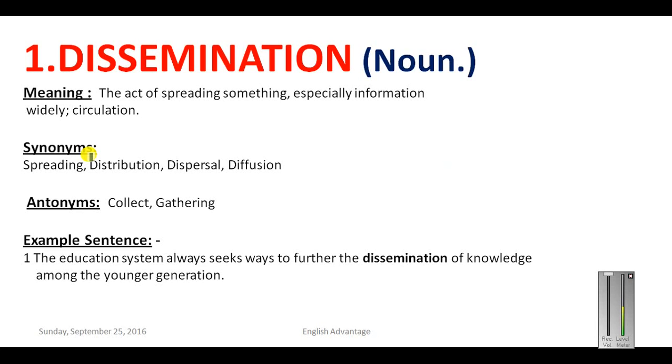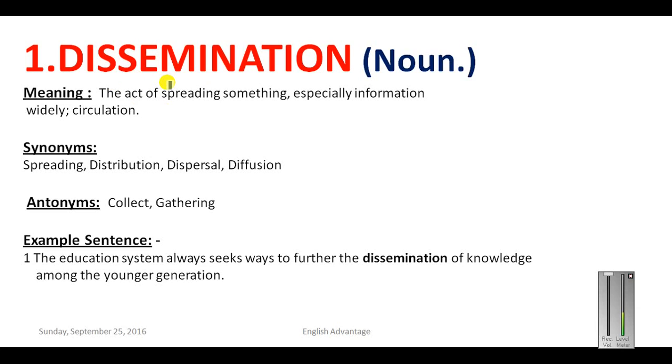The first word is dissemination. Or this is the noun. This is the noun form of this word. I have indicated here this is noun. And the verb form of this word will be disseminate. To disseminate means to spread something, particularly news or information, or you can say to circulate something widely. As you can read here, the act of spreading something, especially information, widely, or circulation of information widely. So this is the meaning of dissemination.